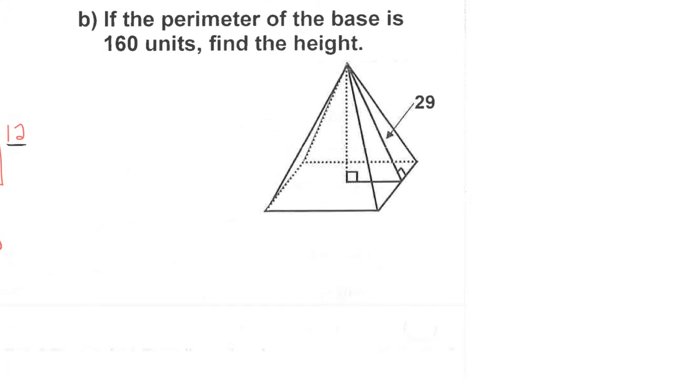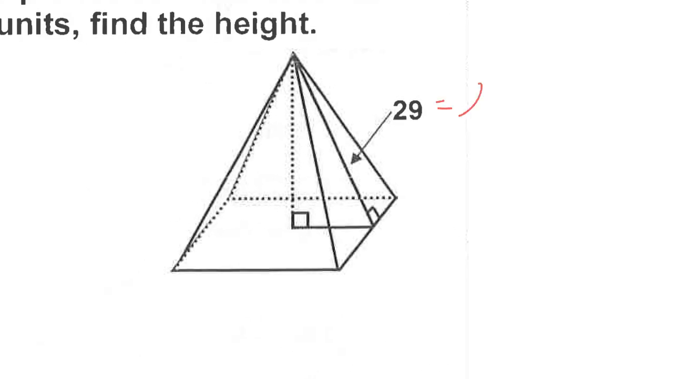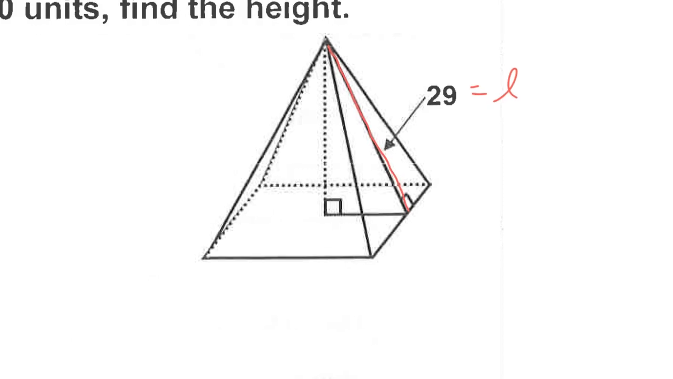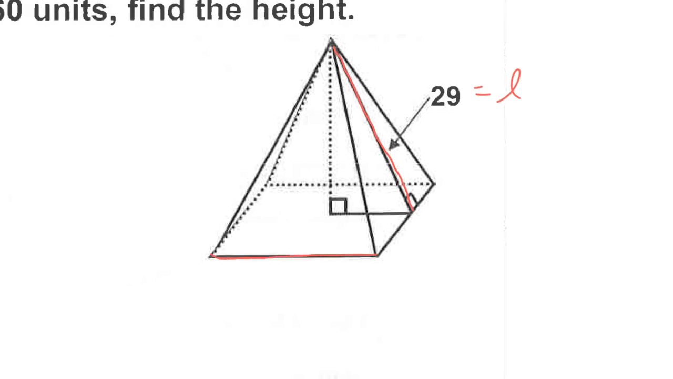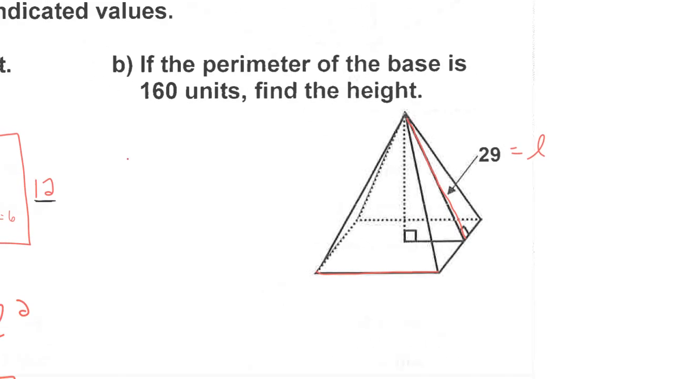It says if the perimeter of the base is 160 units, find the height. So it looks like they gave us the slant height this time, that red line right there. And technically they told us a side length too, okay? They told us that the perimeter is 160. Well, there's 4 sides, so 160 divided by 4 gives me 40 for each side length.